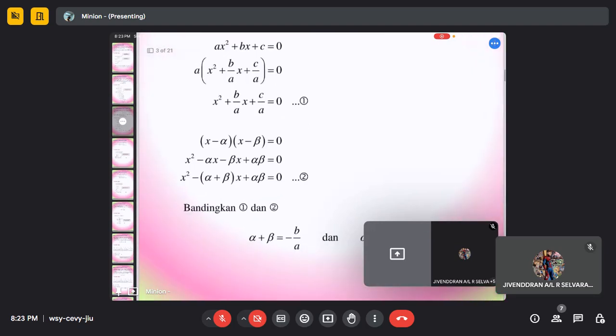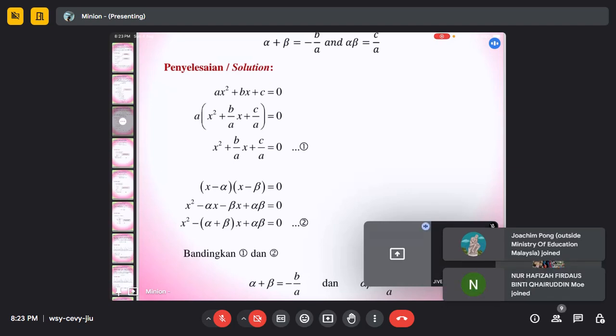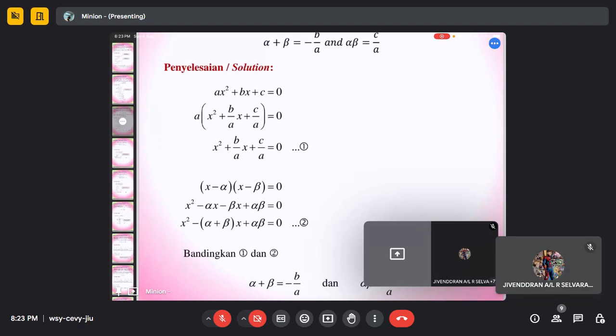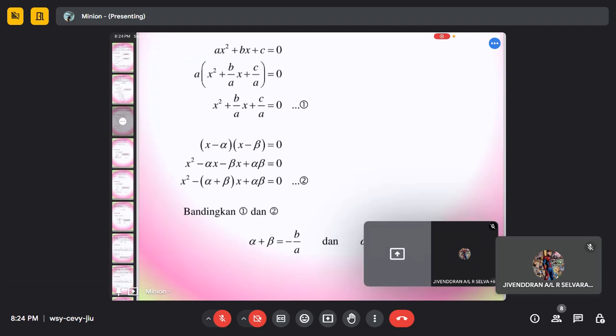Then you see x minus alpha bracket, then x minus beta, normal factorization only. x times x is x squared, x times negative beta is negative beta x, negative alpha times x is negative alpha x, negative alpha times negative beta is plus alpha beta, equivalent to 0. Then x squared minus bracket alpha plus beta close bracket x plus alpha beta is equivalent to 0.